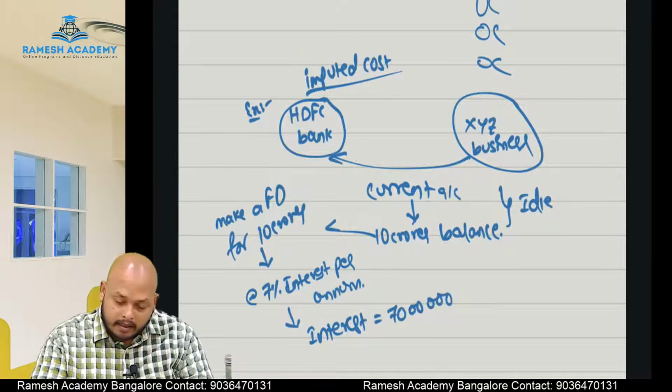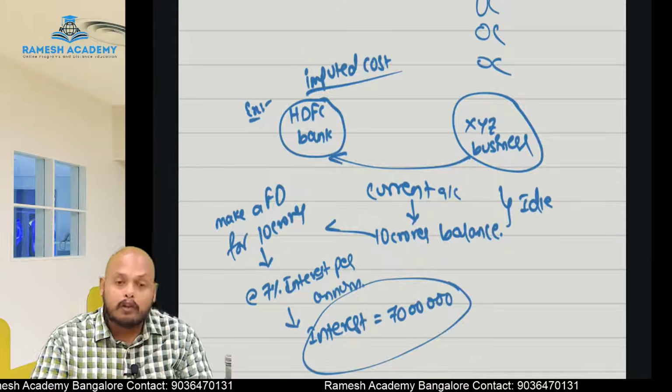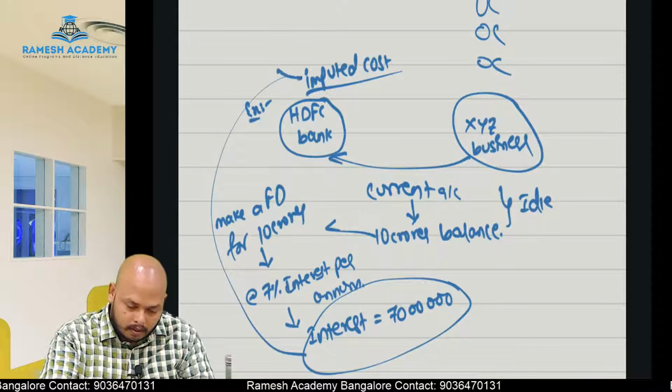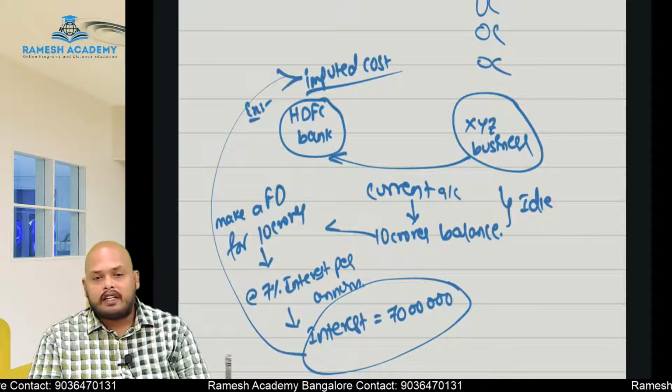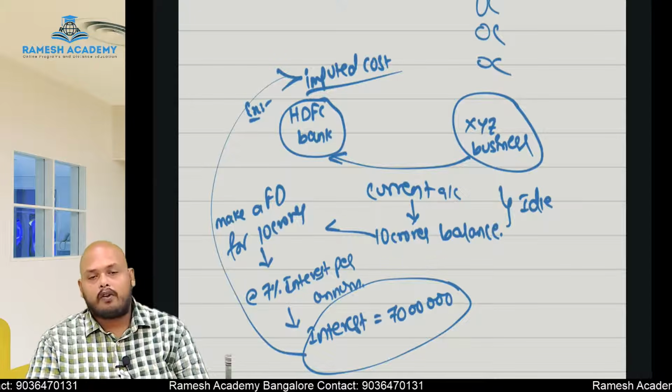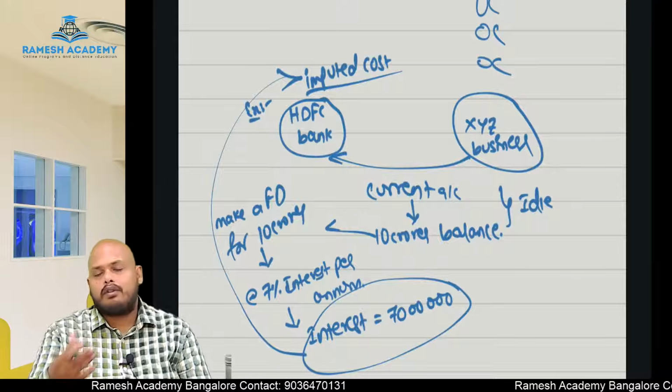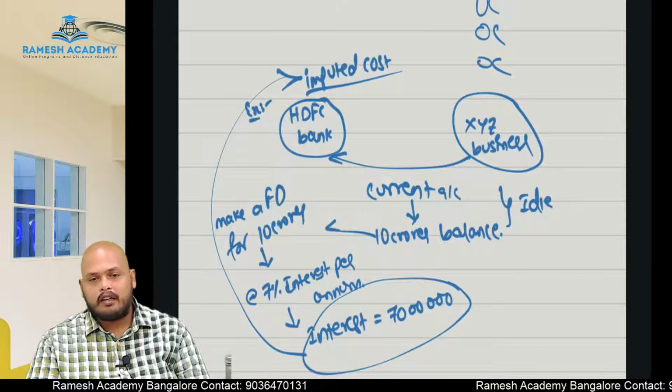This 70 lakhs whatever we are losing here, that is called as imputed cost. The interest whatever we are losing here, that we will call it as which cost, Nana? Imputed cost. Because this 10 crores is there in the current account.